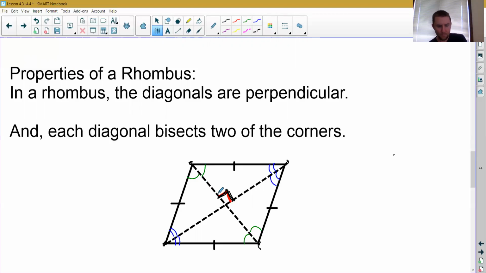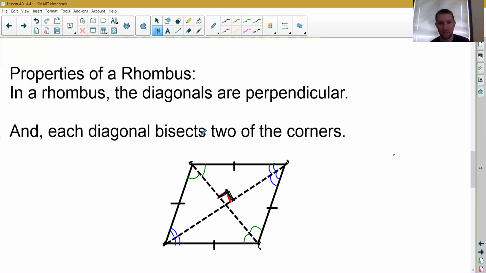So, this piece here has to be the same as this piece here, and then this piece is the same as this piece. But clearly in a rhombus, one diagonal is longer than the other, in one of these slanty rhombuses like this. So it's not true that the diagonals are the same length, but they do have to cut each other into equal pieces. The other property of a rhombus is that each diagonal bisects two of the corners.